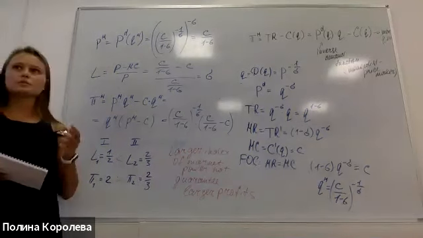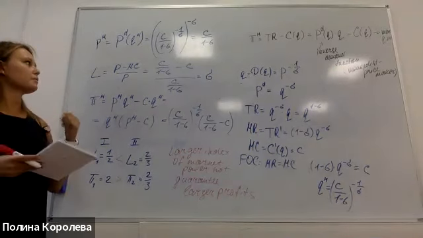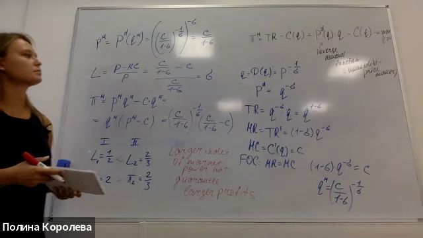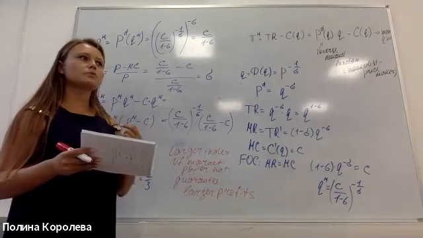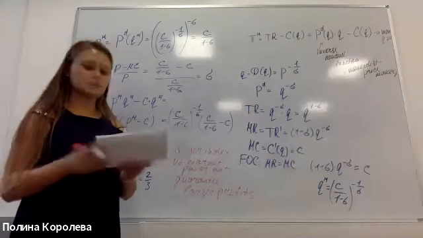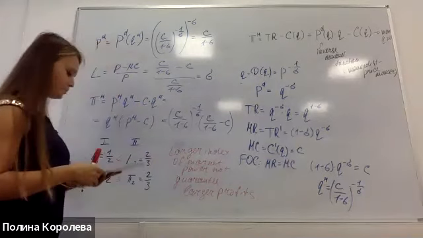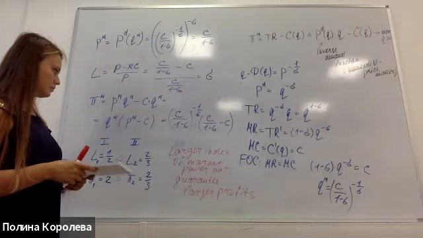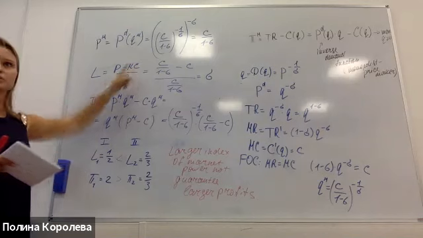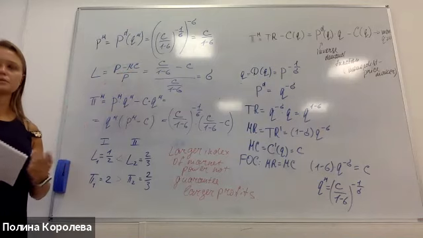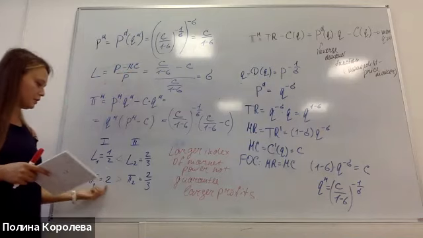Because profit depends not only on price and marginal cost. Profit depends also on average cost. And in Lerner index, we have only marginal cost, but profit depends also on average cost. That's why here profit is greater.